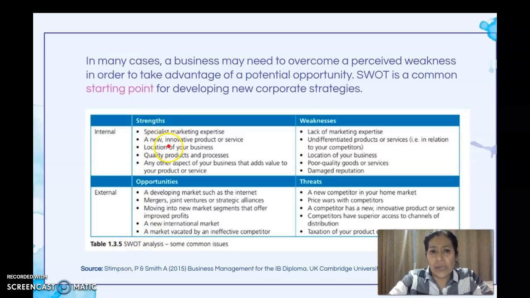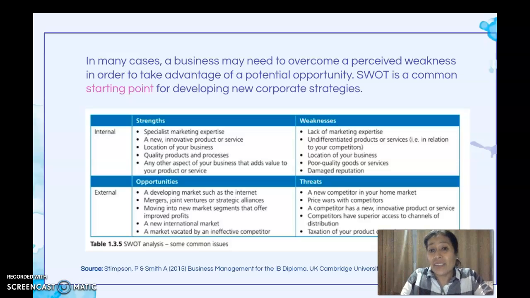Which could be these strengths? Well, whenever we have expertise, okay? Whenever we have an innovative product or service, whenever we have such a good location of our business, whenever we also have quality in our products or processes, whenever we have this extra value in our product or service, whenever we are providing this extra value, okay?